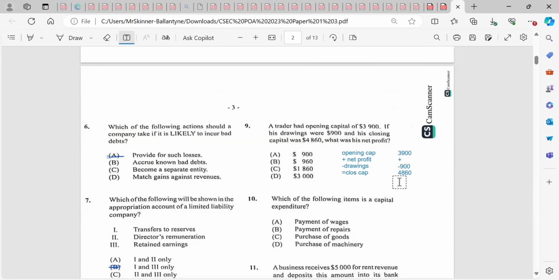So the first thing we're going to do is add back that drawing. 4,860 plus 900 will give us 5,760. That means opening capital plus net profit is equal to 5,760. To calculate net profit, we take the 5,760 and minus the 3,900 from it. That is what gives us our net profit, and that is how we get the 1,860.